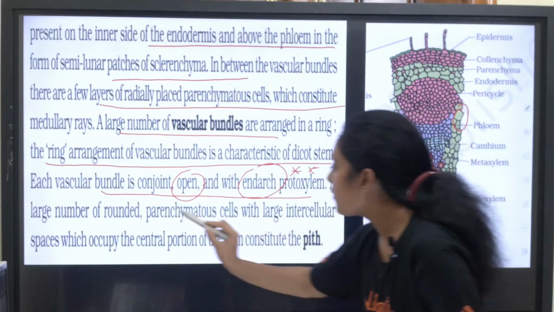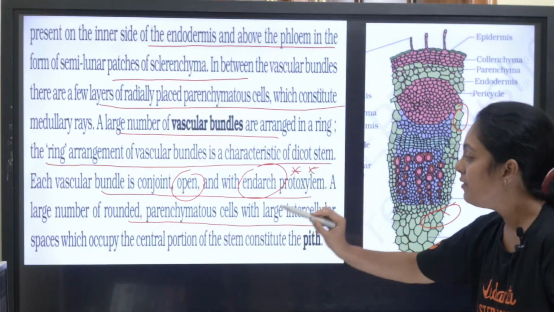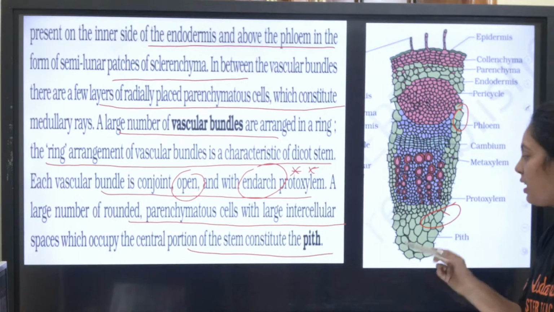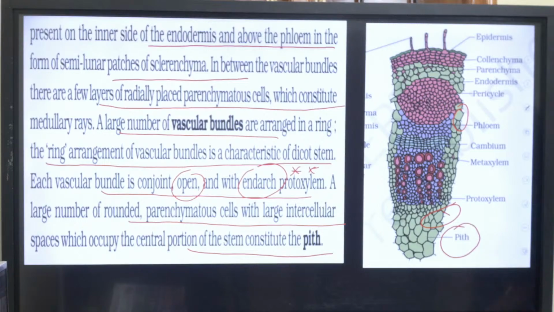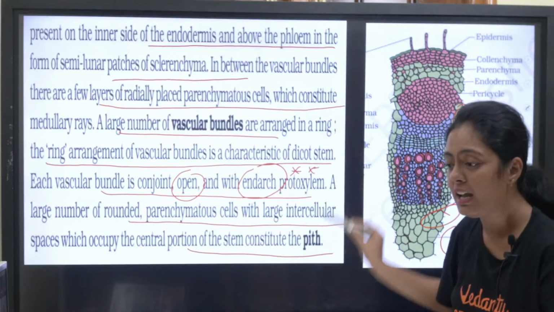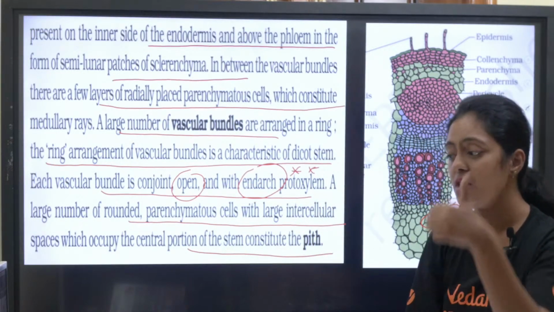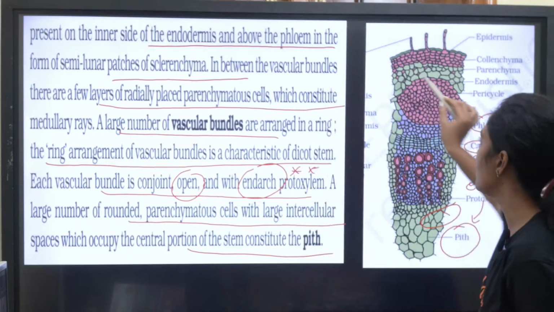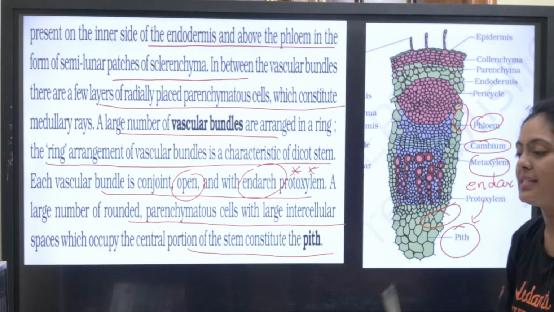A large number of rounded parenchymatous cells with large intercellular spaces occupy the central portion of the stem and constitute the pith. So protoxylem is towards the pith, so we call it endarch. You can see the phloem, the xylem, and the cambium in between. That is why we call it conjoint, open, and endarch. All of you put it in the chat. Conjoint, open, and endarch are the characteristics of the dicot stem.